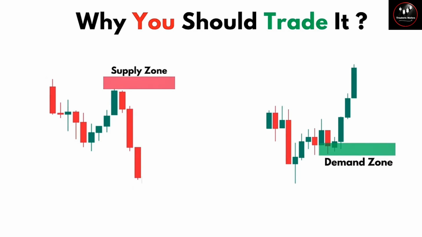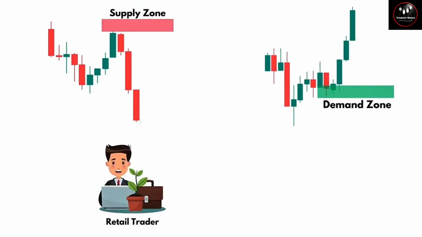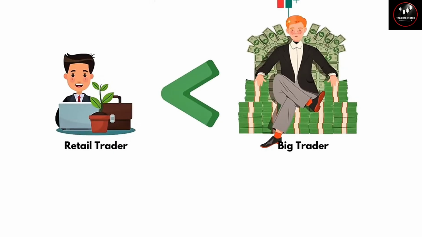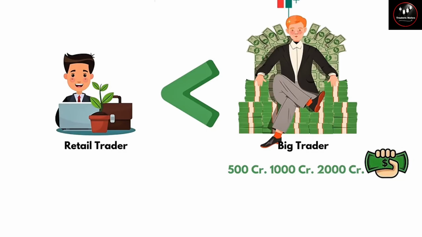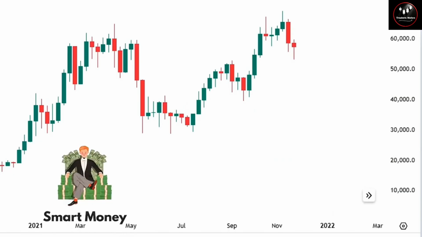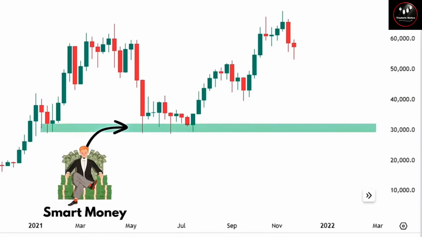We will only look at high momentum candles on the chart, which indicate that the big boys or smart money have entered the market. Always remember that we are retail traders, and compared to the big players in the market, we have much less capital. These big players have huge amounts of money, like 500 crores, 1,000 crores, or even 2,000 crores. Look at the charts carefully. After seeing such momentum, you can tell that the big players, whom we call smart money, are entering the market at this level. So my question to you is, would you want to buy at such a point?